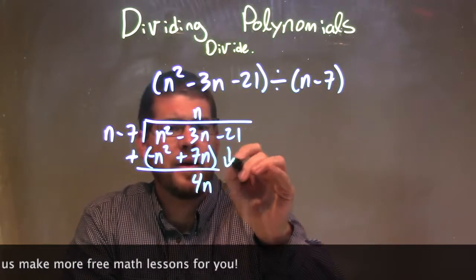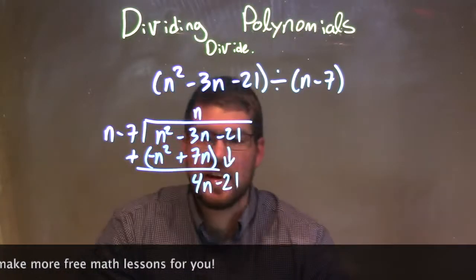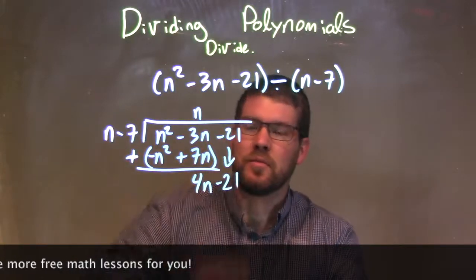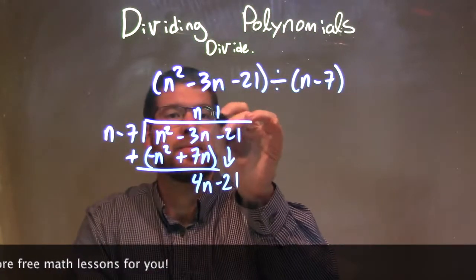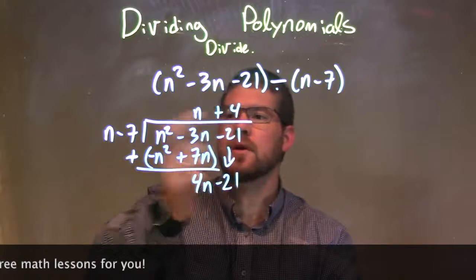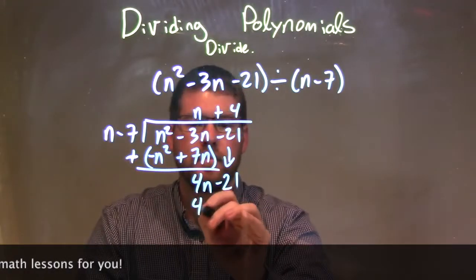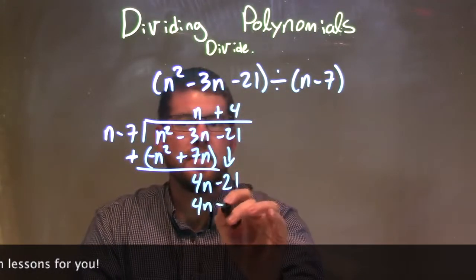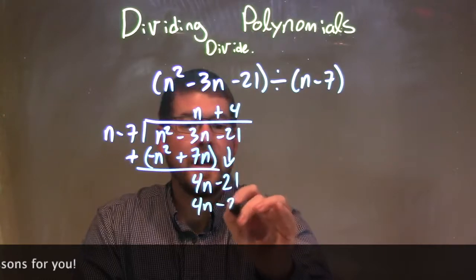Positive 4n. And then I bring down the minus 21, and we do this again. What times n gives me 4n? That's a positive 4. So we add a 4 here. 4 times n is 4n, and 4 times minus 7 is minus 28.